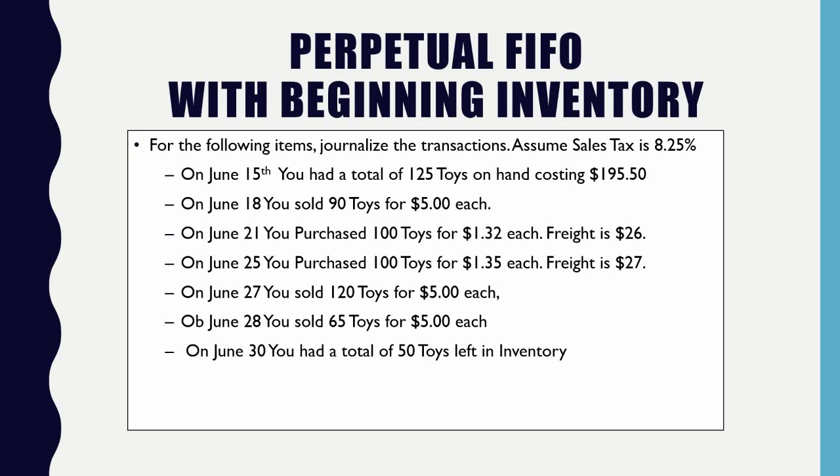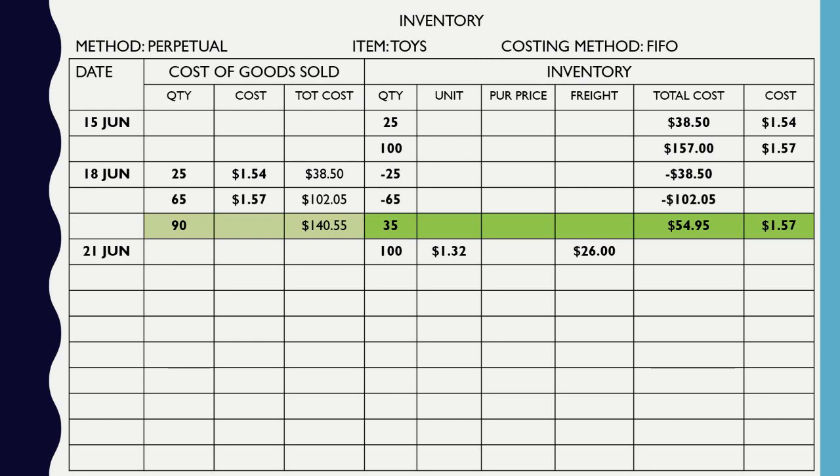You made another purchase of 100 toys at $1.32, with the freight being $26. So, let's calculate this. What's 100 times 132? It is 132. My total cost is going to be 158, making the cost per item $1.58. And because this is a new batch, I'm going to color code it.